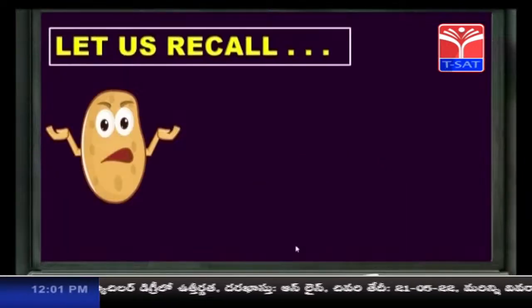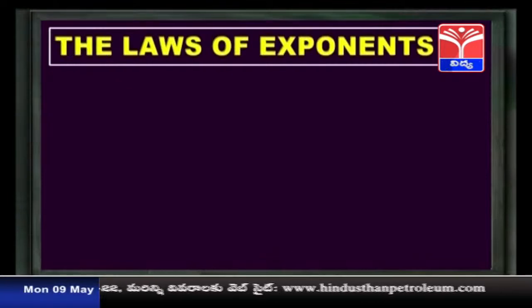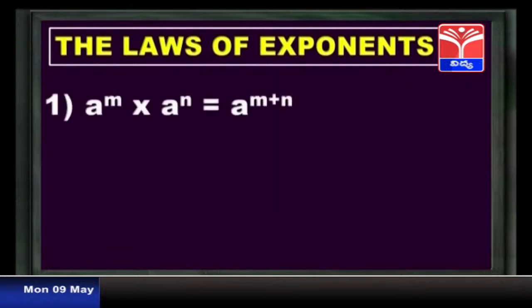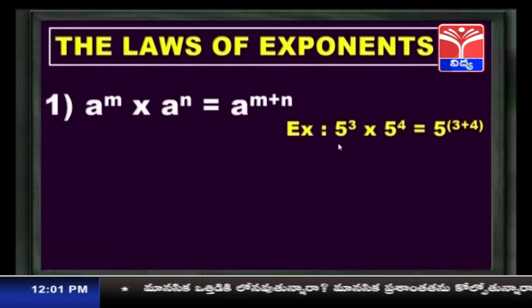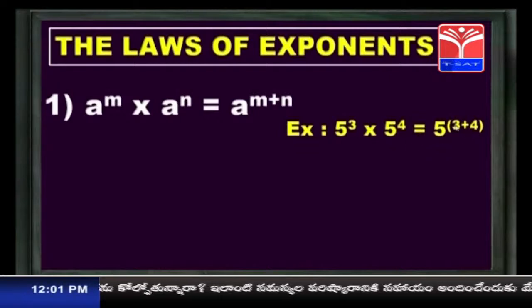Let us recall what we have studied in the previous classes, the laws of exponents. If a, b are non-zero real numbers and m, n are integers, then we know the formula a power m into a power n is equal to a power m plus n. If the bases are equal, we should add the powers. So if you take an example 5 power 3 into 5 power 4, then we can write, adding the powers, 5 power 3 plus 4.